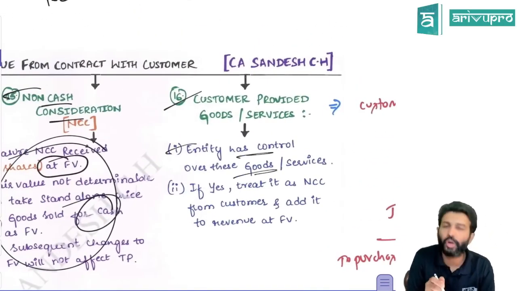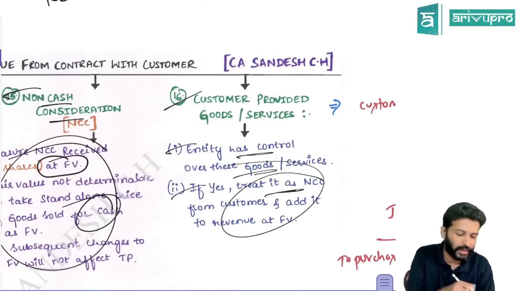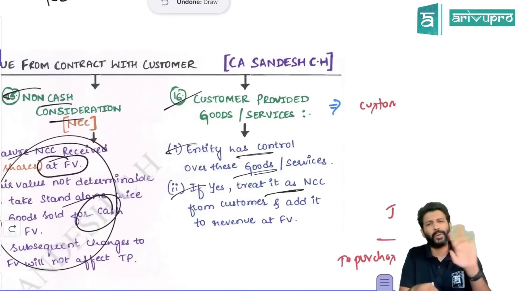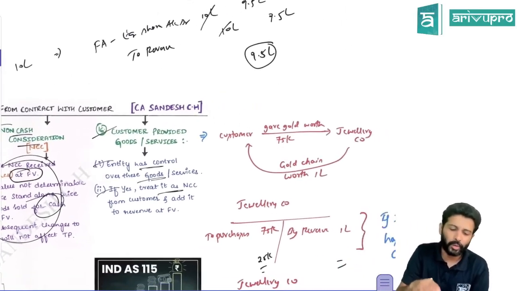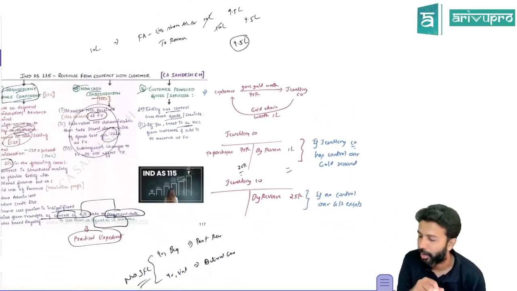If the entity has control over this goods or service, then they will treat it as non-cash consideration, measure it at fair value and recognize full revenue. Otherwise, you recognize the revenue at the net amount. That's what this particular example is about.